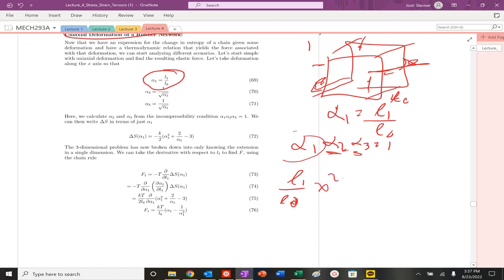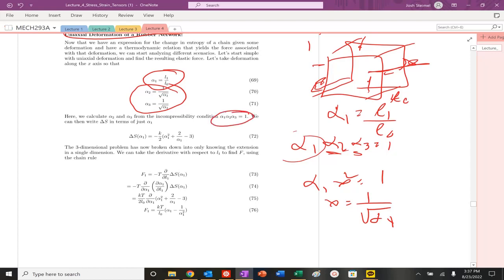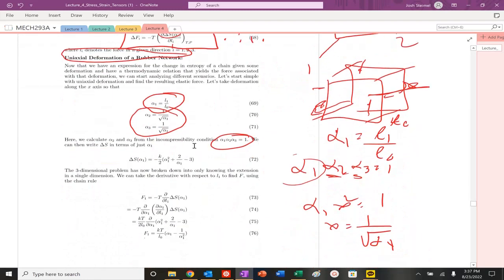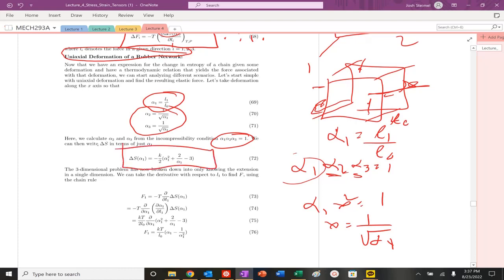So basically, you can treat this like x squared equals 1. You can define it like that, or you could just keep it as alpha 1 times x squared equals 1. So x is equal to 1 over the square root of alpha 1. Hence, alpha 2, alpha 3, and this condition is met. You can plug this back into our expression for delta S, with alpha 1, alpha 2, alpha 3. Plug that in, and you end up with this.